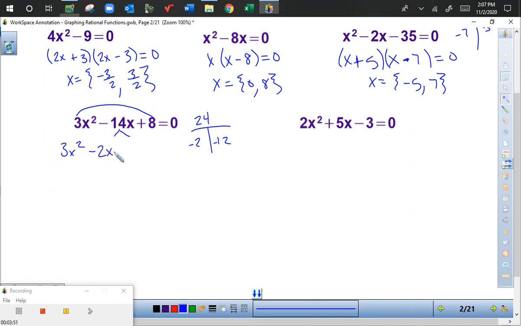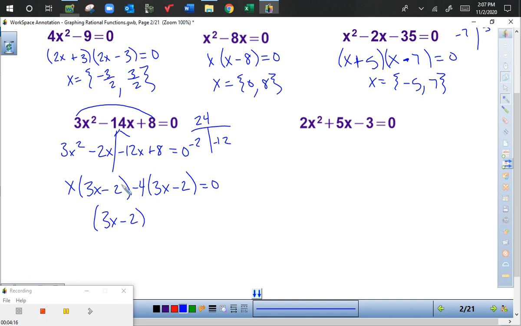then minus 2x minus 12x plus 8 equals 0, and then factor each side. So in this first part, you can pull out an x, and you're left with 3x minus 2. The second part, you can pull out a negative 4, and you're also left with 3x minus 2. Last step, we can regroup because a 3x minus 2 shows up in both of those terms, and we are left with x minus 4.